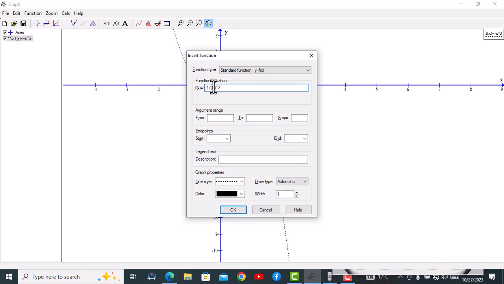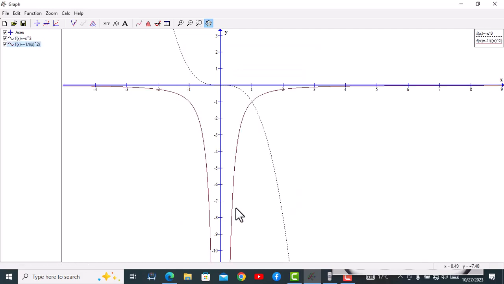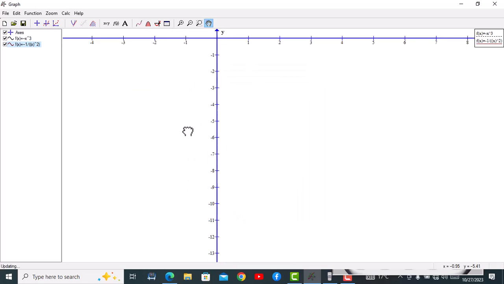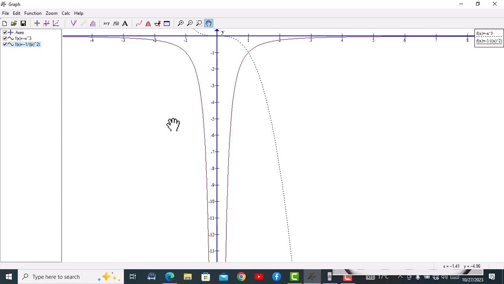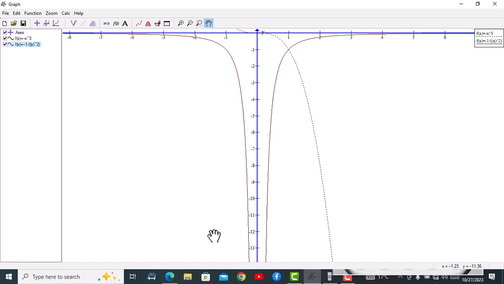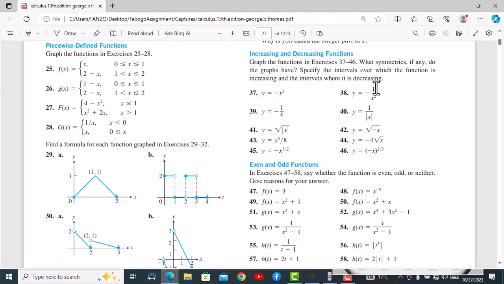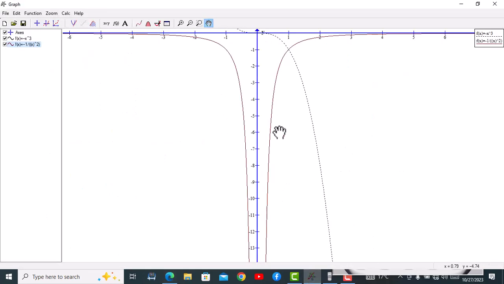But let me do this just to be very safe. Now I am safe in this way, and I can use maybe this color, and I can use that. Let's just show this as for the beginning and the end. Minus 10 is to positive 10, and let us try to look at that. So here is the function that we are having, and as you can see that this is the function y equals minus 1 over x squared. There it is.